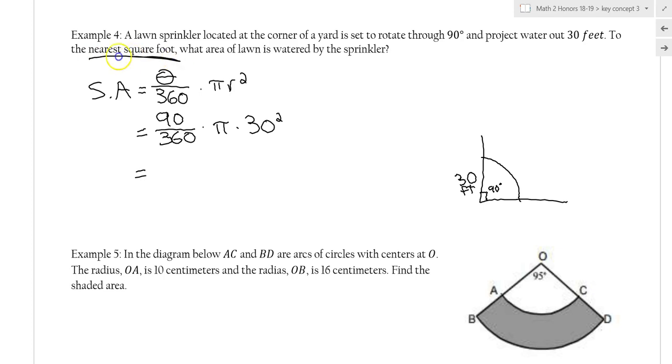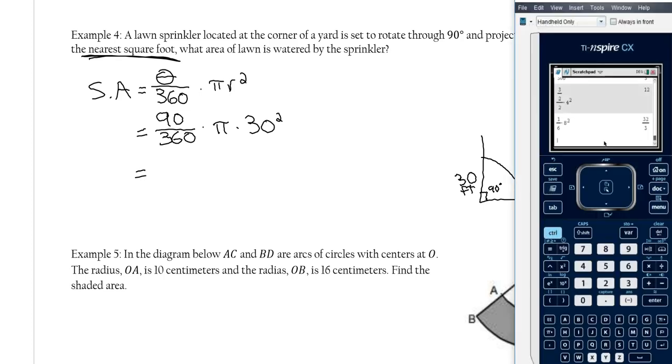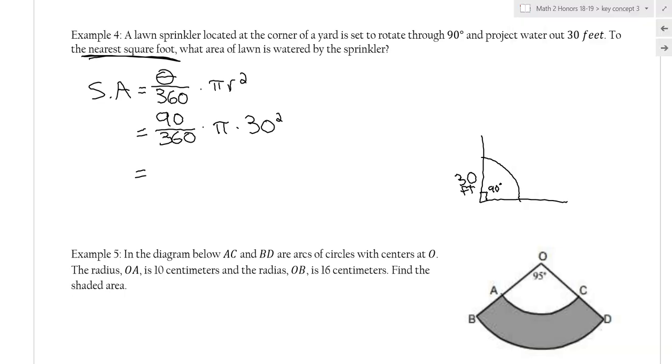This one is to the nearest square foot, so it's not in terms of pi, so I put pi in my calculator. All right, these are kind of those weird rules. So 90 divided by 360 times pi times 30 squared. To the nearest square foot, that's going to be 707.